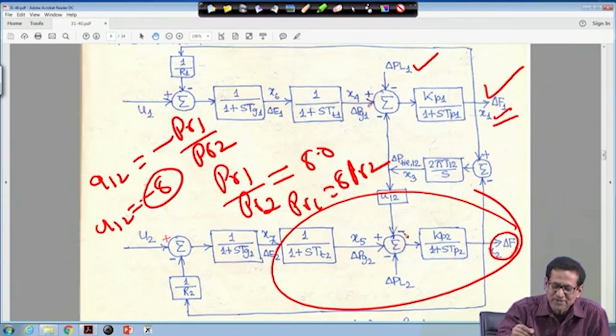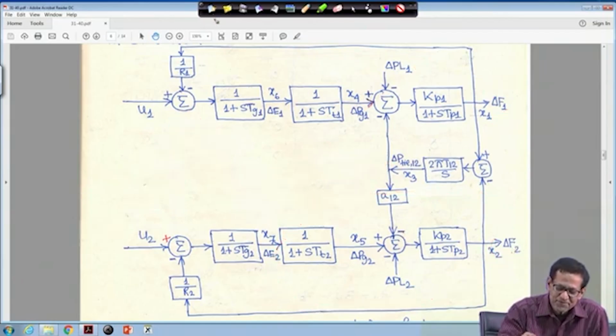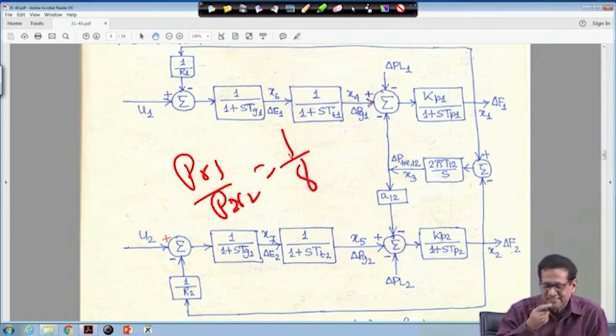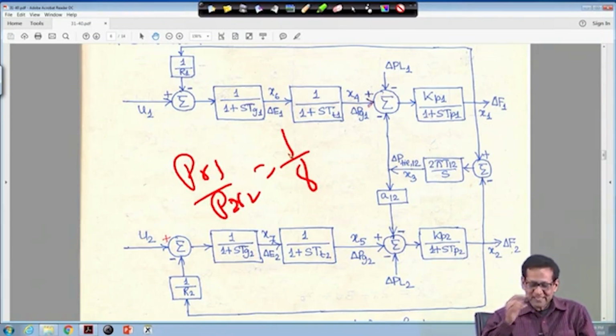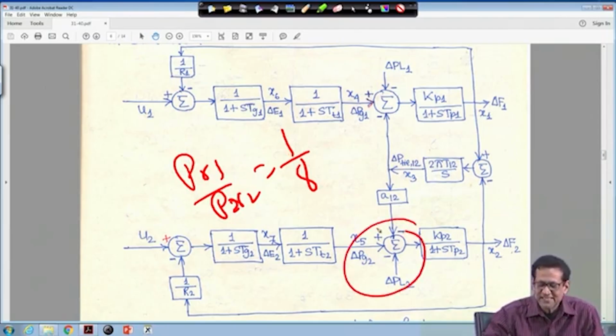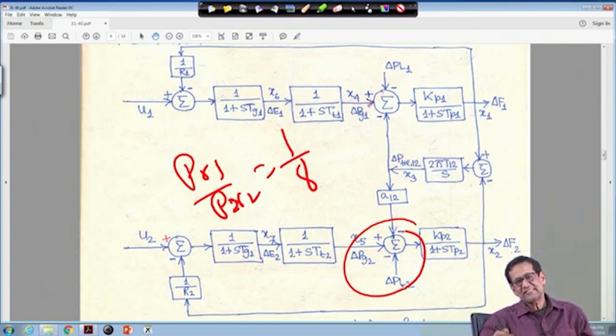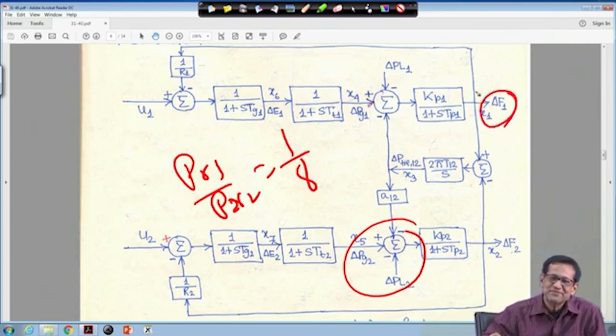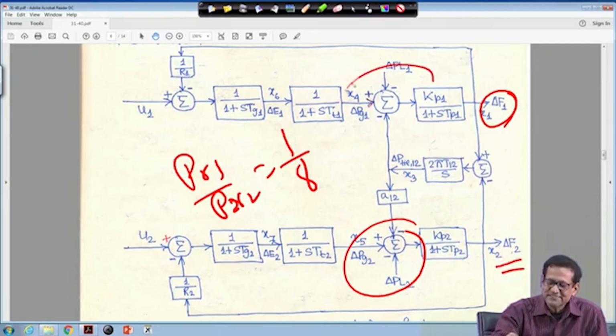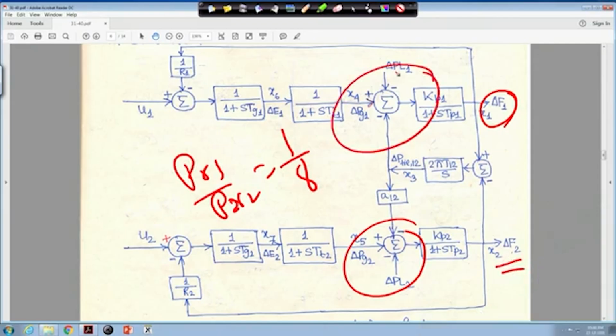Just the reverse is also possible. Suppose you make PR1 by PR2 equal to 1 upon 8. In that case the capacity of this area is very high. So if a disturbance occurs in this area, you will find the frequency deviation on this side is negligible compared to the other, so this side will act as an infinite capacity. You can verify it through the simulation. At that time the system may be considered as a single area connected to an infinite capacity system.